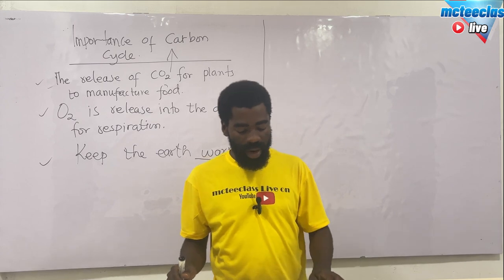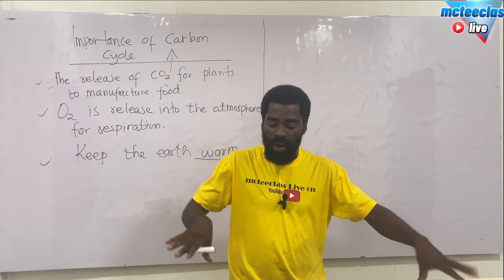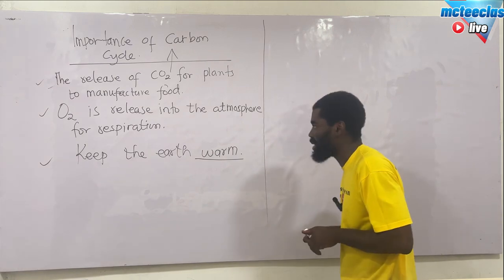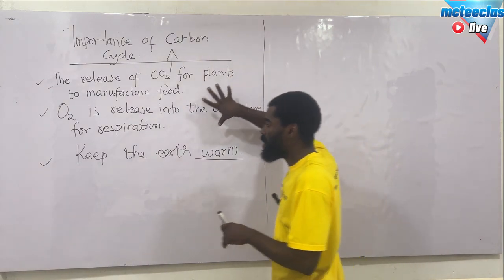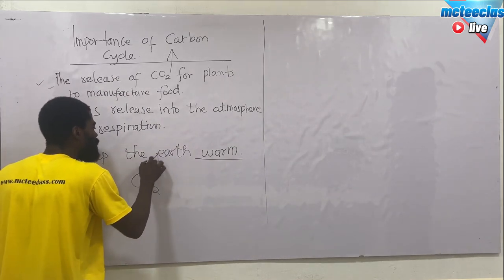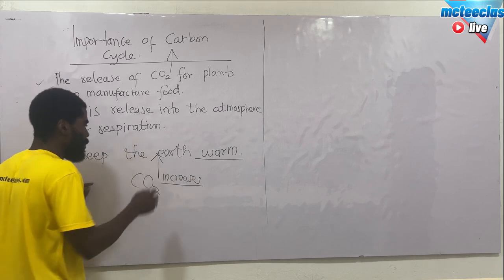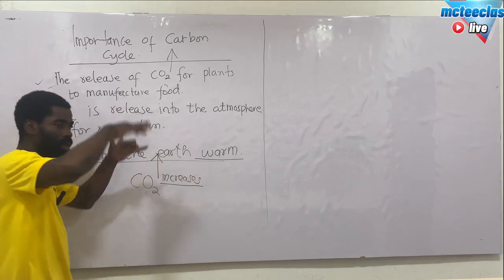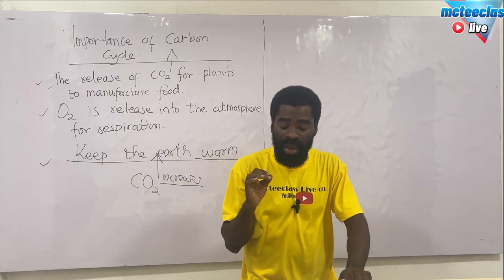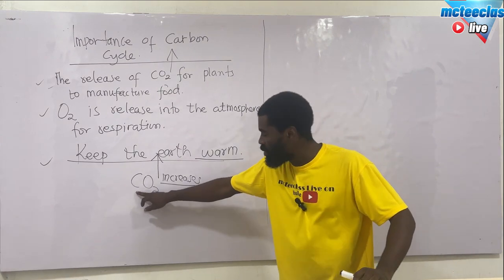Good. Now let's see what the greenhouse effect is. Greenhouse effect is the gradual warming of the atmosphere caused by increase in the amount of greenhouse gases. All that we are saying here is that when we increase the CO2 concentration in the atmosphere, because it keeps the earth warm, when it becomes too much, we have what we call the greenhouse effect, which is the gradual warming of the atmosphere caused by the increase in the amount of greenhouse gases. This is a greenhouse gas.